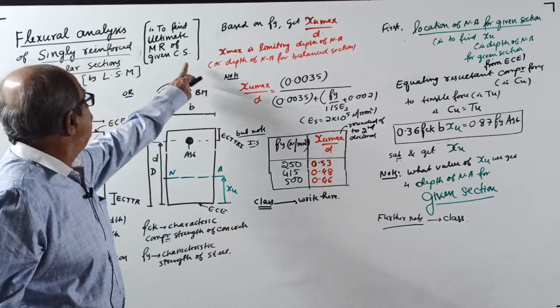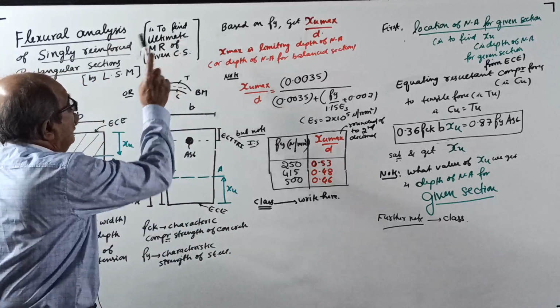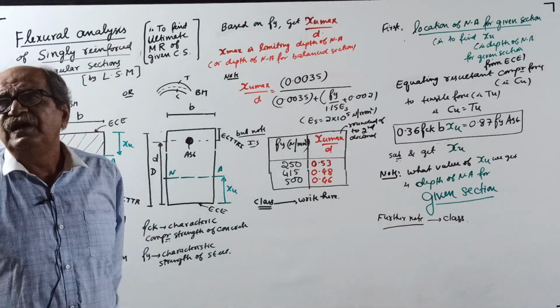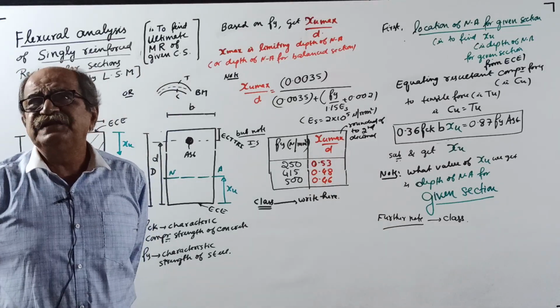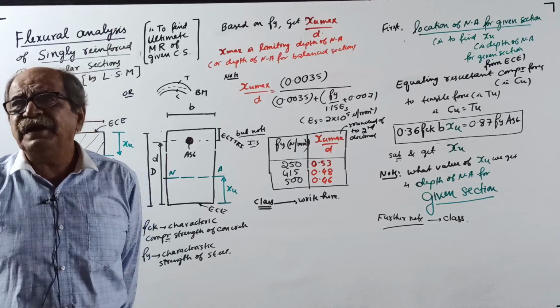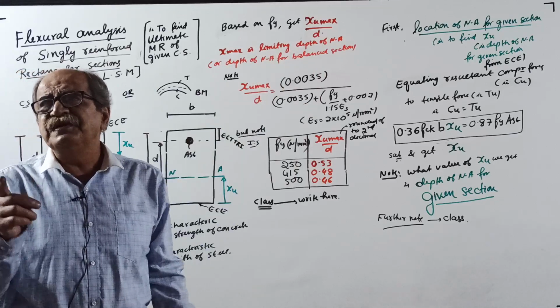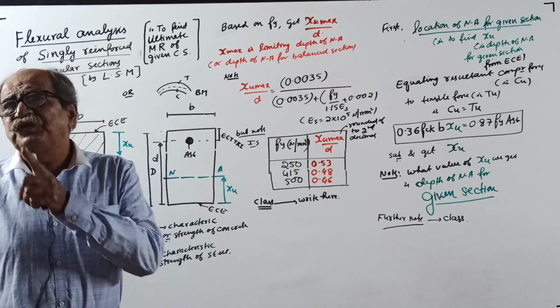Make a note, if you want. I have no space right here. Ultimate MR of a given cross section is, you can tell, the ultimate moment of resistance, the maximum factored BM the cross section can resist. That BM does not correspond to working load but to factored load.